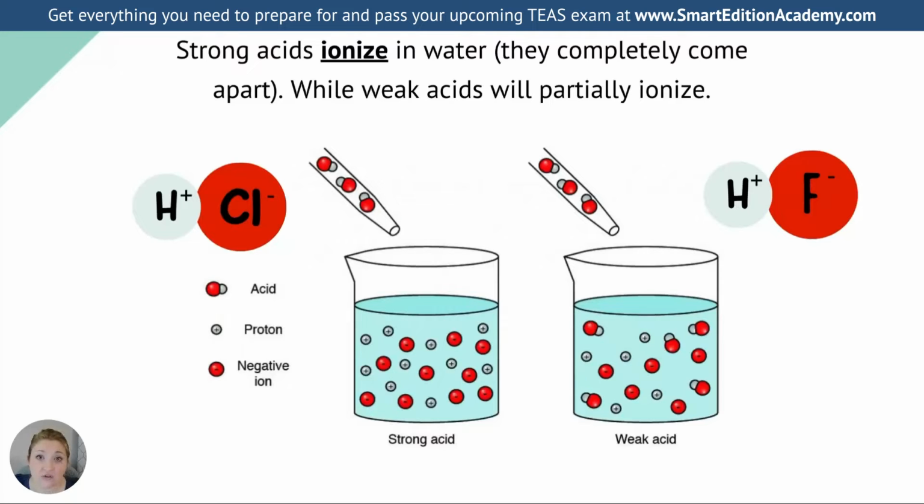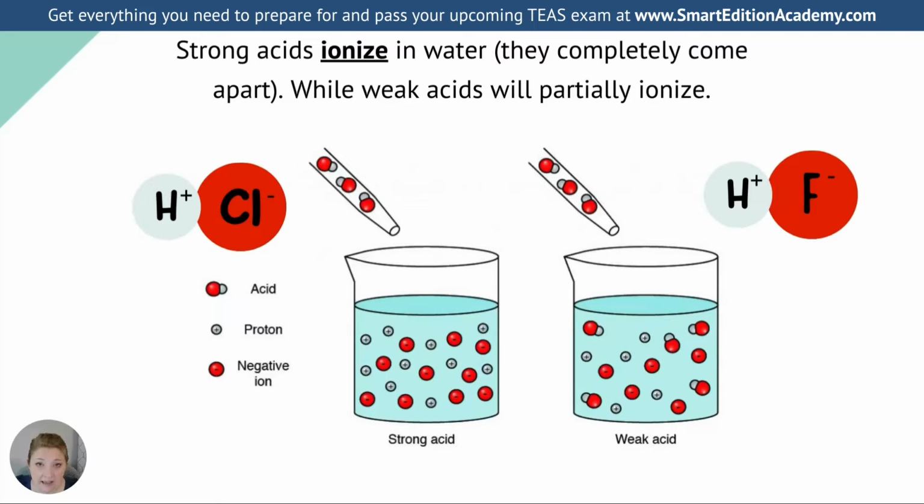Strong acids are going to completely ionize in water. What that means is they will completely come apart, while weak acids will only partially ionize. So let's take a look at two examples here. We have hydrochloric acid. If we dropped hydrochloric acid into water, what's going to happen is all of the hydrogen and the chloride ions are going to separate. You're going to have an acid to start with where they're together, and then you're going to have the hydrogen, which is a positive proton, and the negative chloride ions. Now, that is what a strong acid will do: completely come apart.